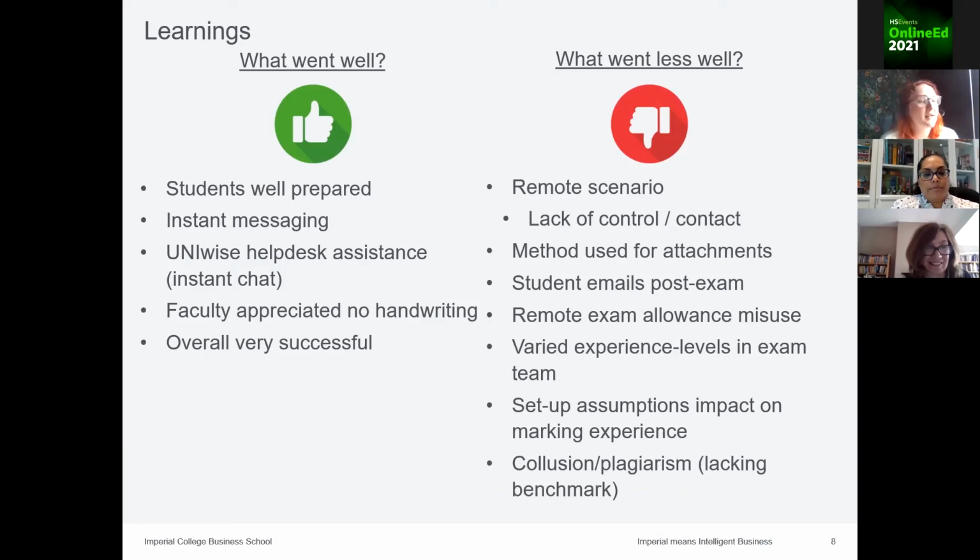So we'd put the exams into Wiseflow thinking that this made sense to us, but when it came to markers and the different ways in which they mark their student submissions, it perhaps wasn't ideal for all of them. And then we also had some issues with collusion and plagiarism and the fact that we didn't have any benchmark for this scenario being a remote assessment.